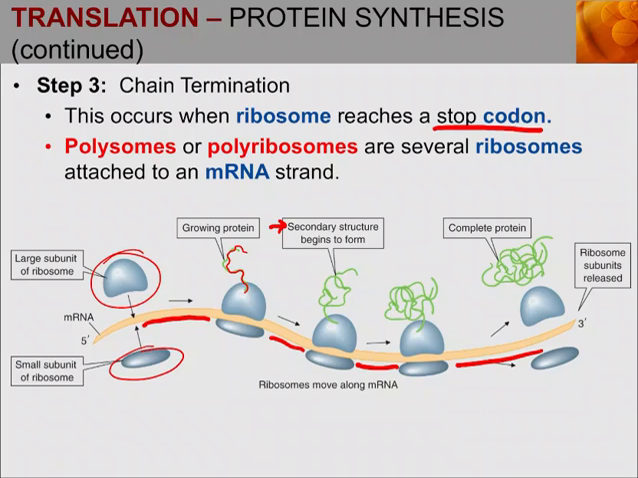Eventually, you're going to see tertiary structures forming as well. But at some point, the protein will be completely synthesized. So the messenger RNA will say, hey, stop. And it'll have that 3-letter code that tells everyone to stop. So at that point, the ribosome subunits are released, we have our complete protein, and we're done.